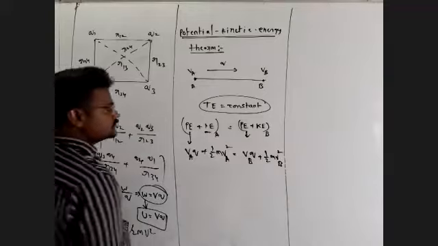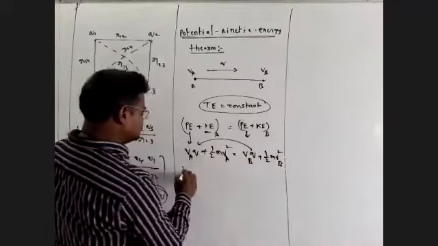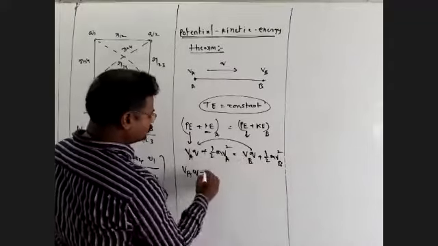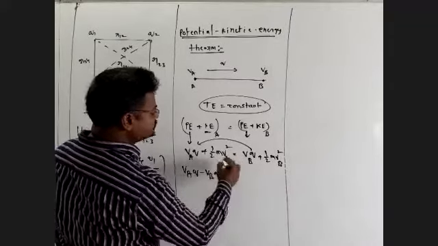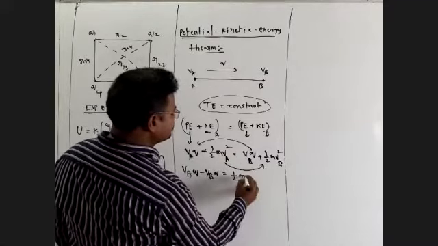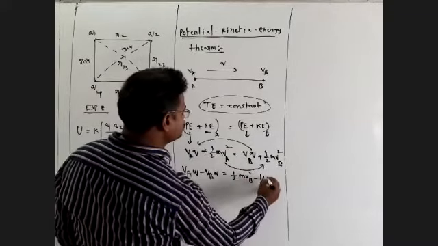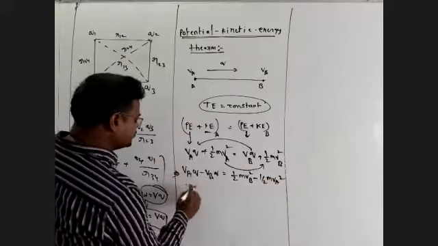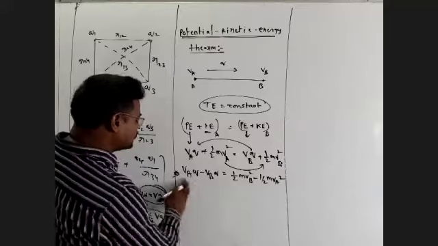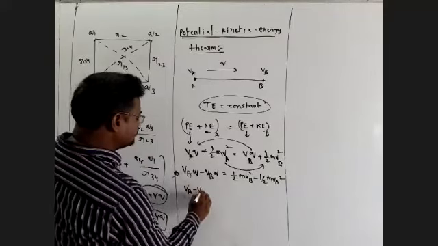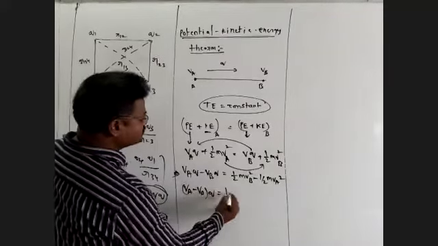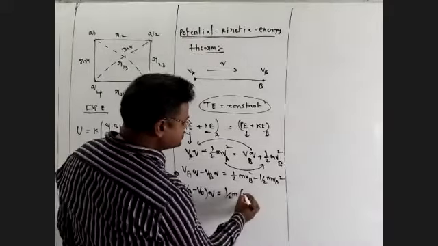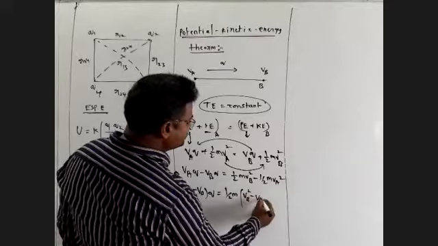Okay. So now take this value to the other side. VAQ minus VBQ is equal to 1 by 2 m VB square minus 1 by 2 m VA square. Okay, so take Q common: Q times (VA minus VB) is equal to 1 by 2 m, taking 1 by 2 m common from the two terms, (VB square minus VA square).